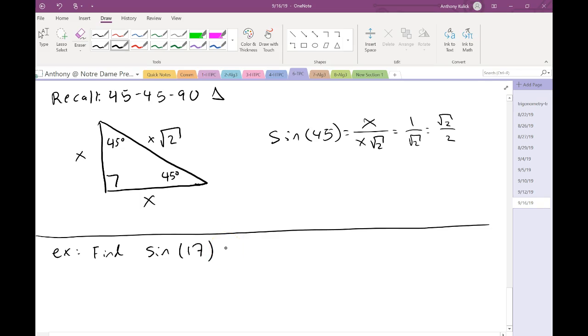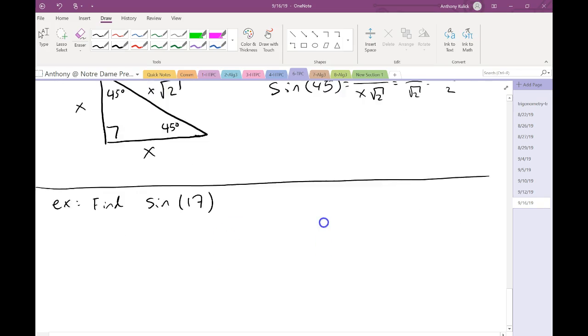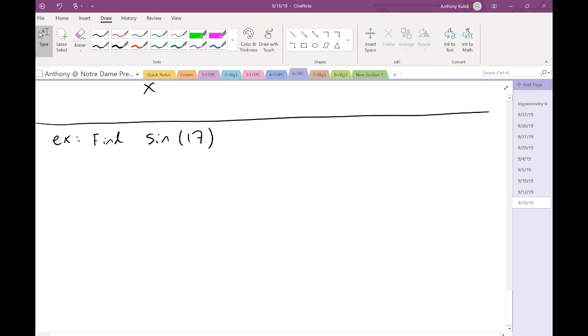So let's say we want to find sine of 17. Is 17 a special angle? Is it 30, 45, or 60 degrees? How would we go about doing this then if we can't use one of our special triangles?